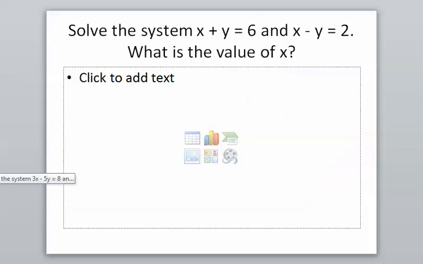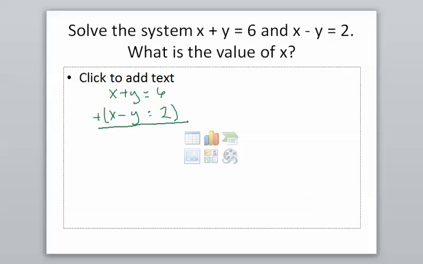Okay? This one says solve the system of equations and what's the value of x. They're not telling me how they want it solved, so it's my choice how I get to do it. Well, what I see here is I think it's going to be easy to do elimination in this situation. So x plus y equals 6, and the other equation is x minus y equals 2. Since these two have opposite signs, the x plus y and the x minus y, if I add these two equations together, I'm going to get an answer that eliminates the y's.